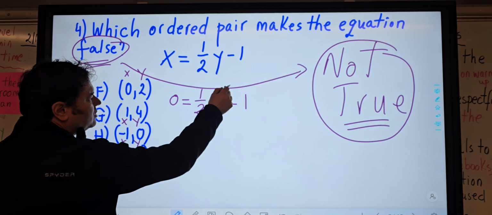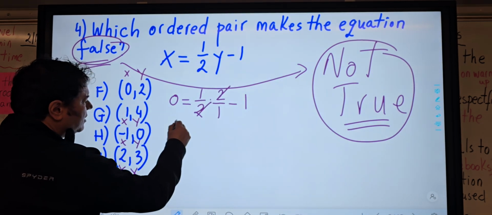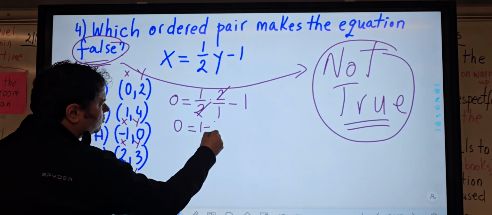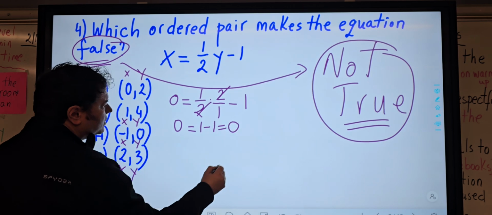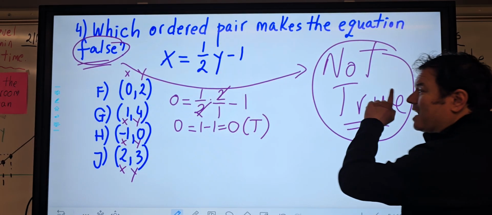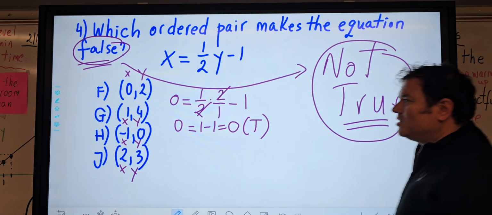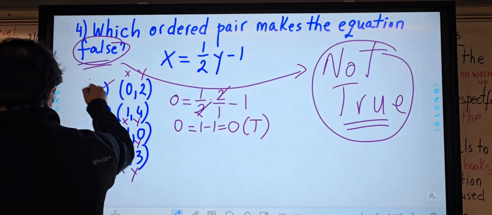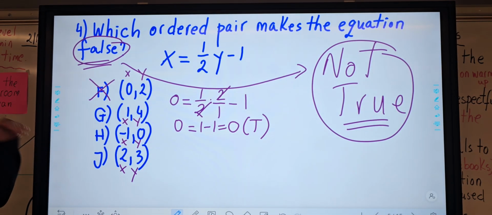And then we see that 2 and 2 cancel out. So we have 0 equals 1 minus 1 equals 0. So this is a true statement. But remember, we are looking for not true. We are looking for the false statement. So F cannot be the answer. So let's continue to the next one.